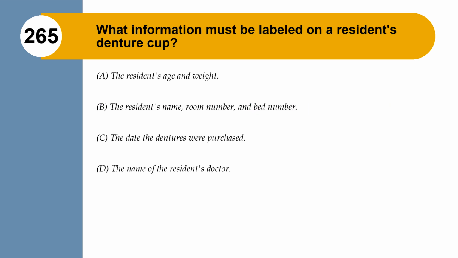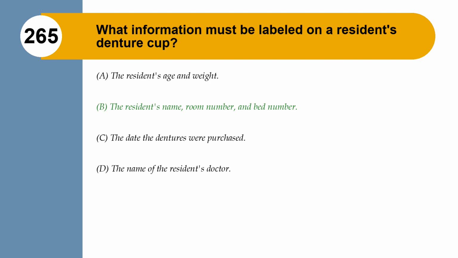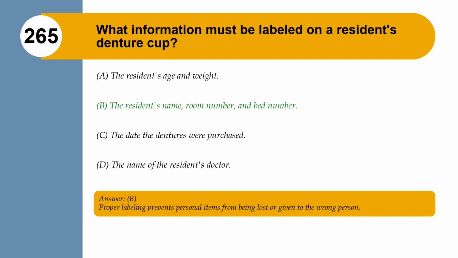Question 265. What information must be labeled on a resident's denture cup? Option A, the resident's age and weight. Option B, the resident's name, room number, and bed number. Option C, the date the dentures were purchased. Option D, the name of the resident's doctor. The correct answer is option B, the resident's name, room number, and bed number. Explanation: proper labeling prevents personal items from being lost or given to the wrong person.